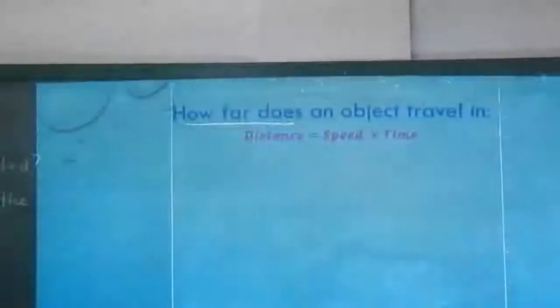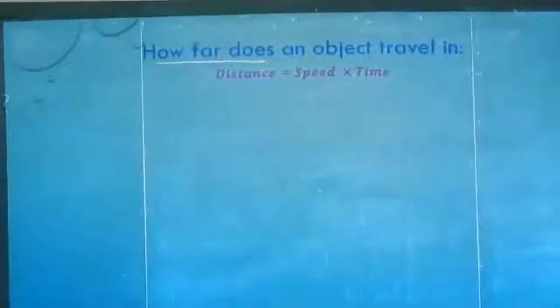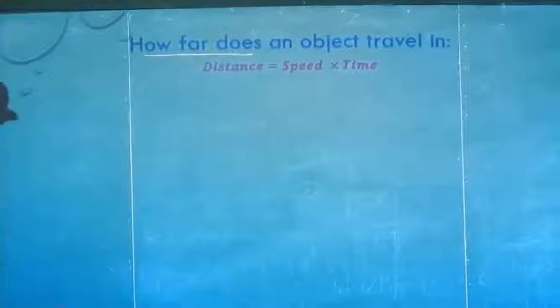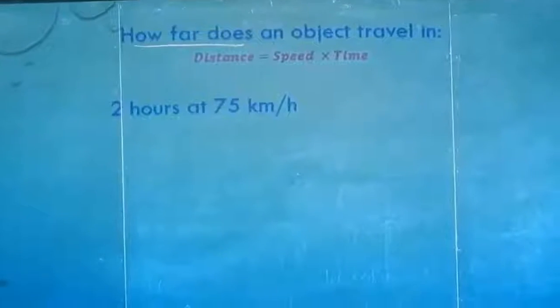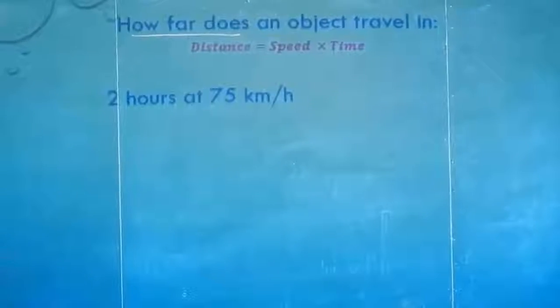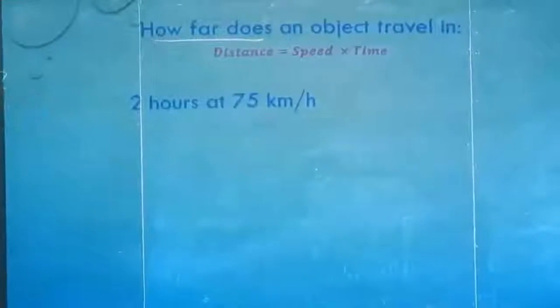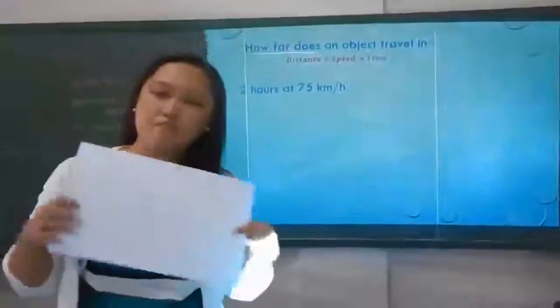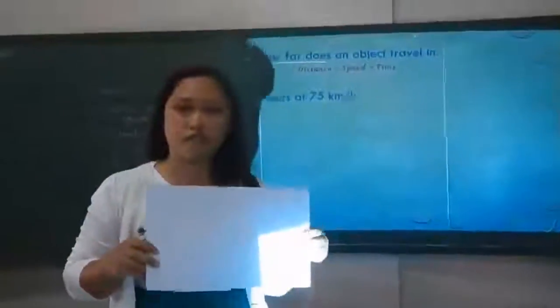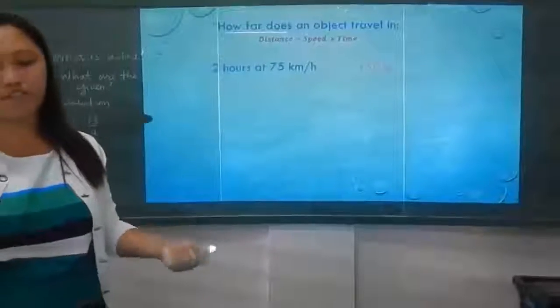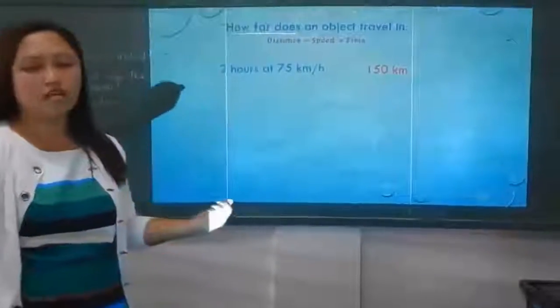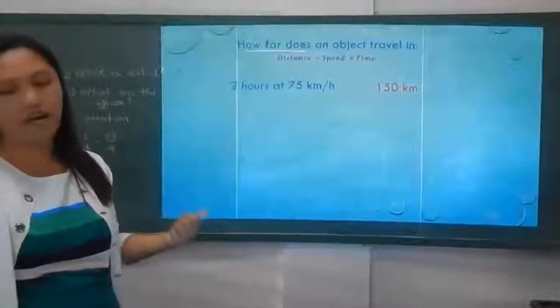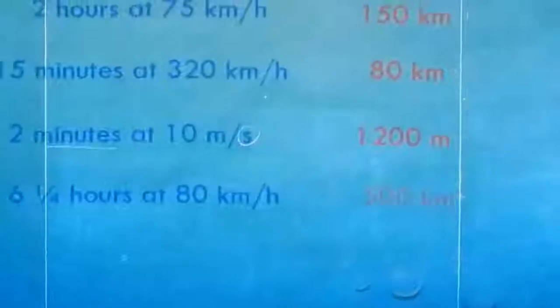We know distance is equal to speed times time. So how far does an object travel in 2 hours at 75 kilometers per hour? The students will be helping each other and then write their answers on a piece of paper or on a whiteboard. The answer for this one is 150 kilometers. So 2 times 75 is 150 kilometers.